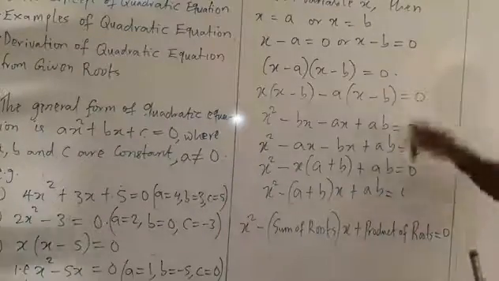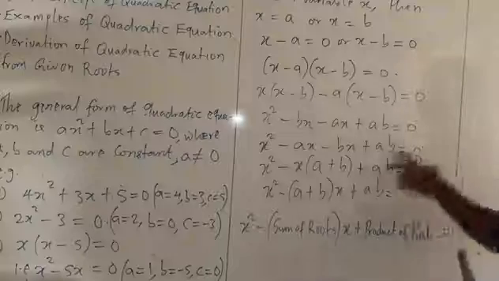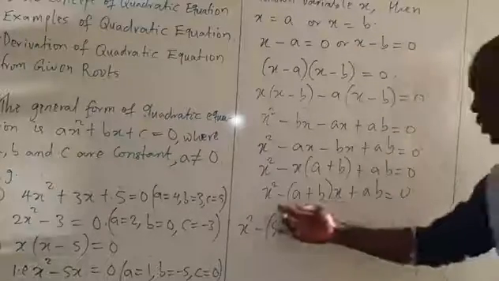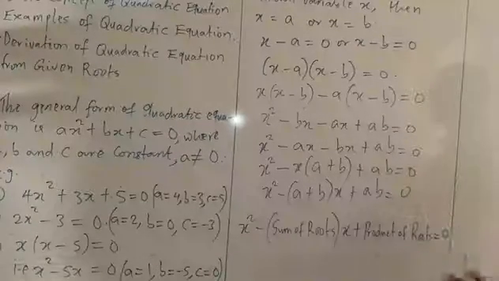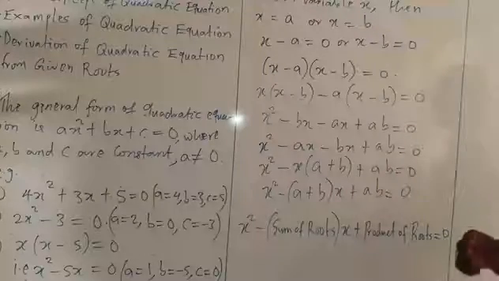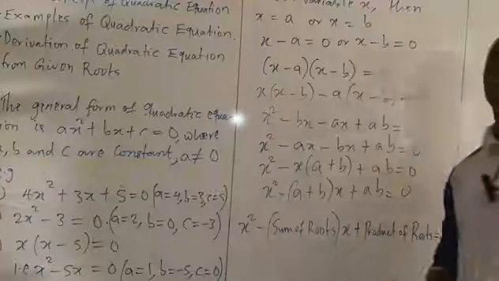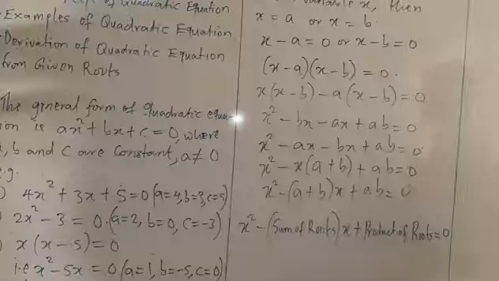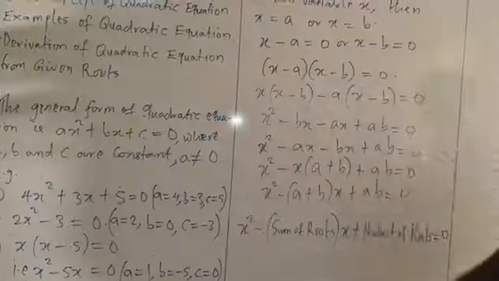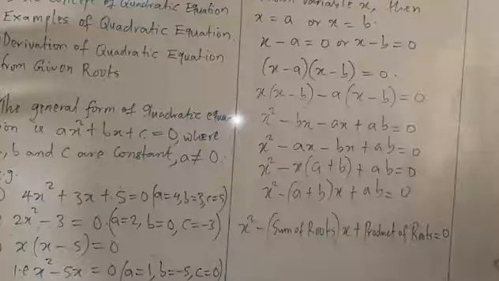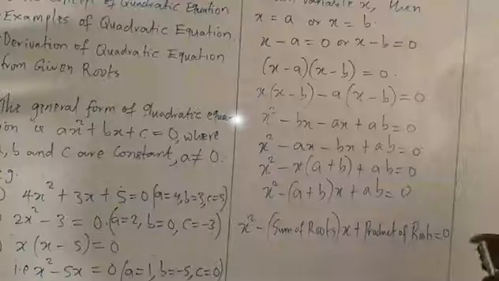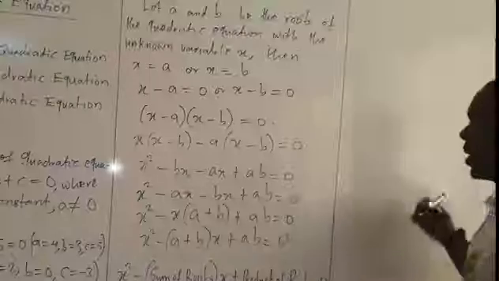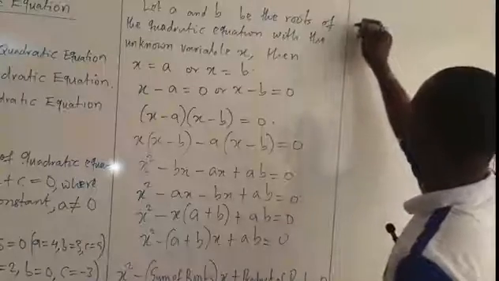So what we are saying is, for you to get a quadratic equation from two given roots, the first thing to do, look for the sum of the roots, look for the product of the roots, and substitute it into this formula. You will get the quadratic equation that owns that set of solutions. So this is the proof of how to derive quadratic equation from given roots. So the next thing to do is to move to the example. So let's take this as example.